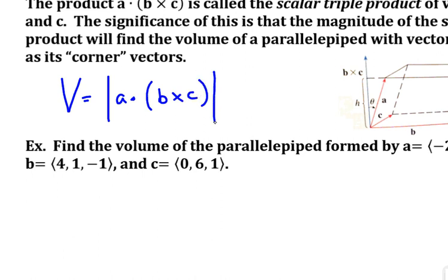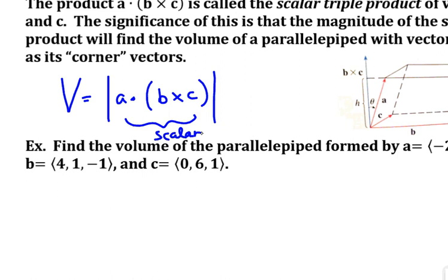So let's think about it. We know the volume is going to be a single number, right? It's not going to be another vector. So think about this. B cross C produces what kind of thing? A vector. You have a vector dotted with another vector. So that's going to produce a number, a scalar. So do these bars mean magnitude or absolute value? Absolute value. Because bars around a vector mean magnitude, but bars around a single number, like this scalar, mean absolute value. And we all know volume is positive, right?